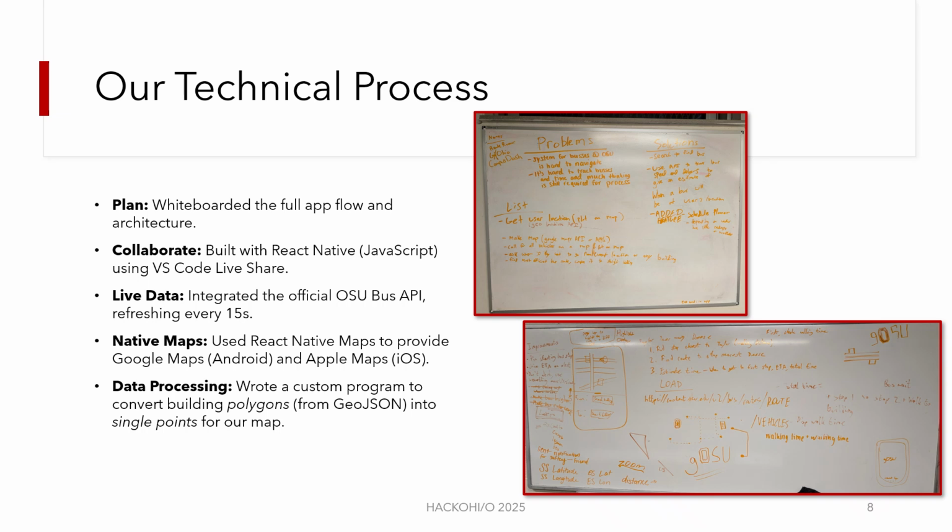We had to process the GeoJSON polygons, which are the building outlines, into single points for our map, which we wrote a custom script to parse and convert all 200 buildings. We wrote the core routing algorithm itself, all the functions to find valid trips, check directions, get live ETAs, and calculate the fastest path.